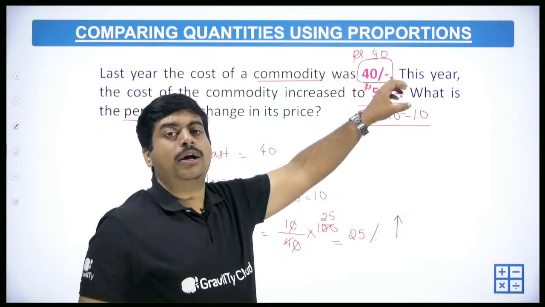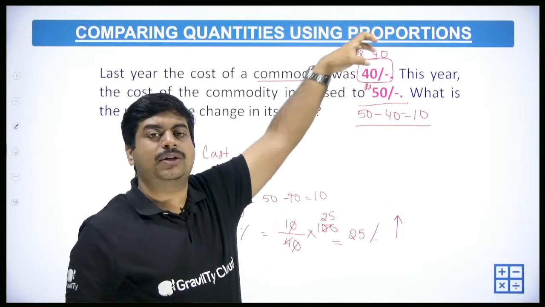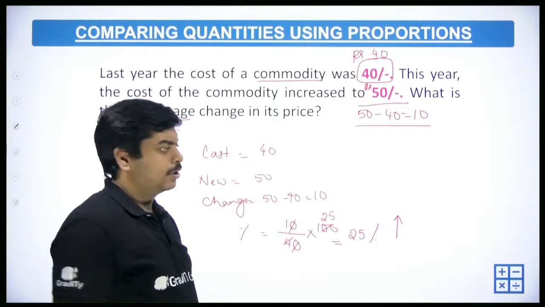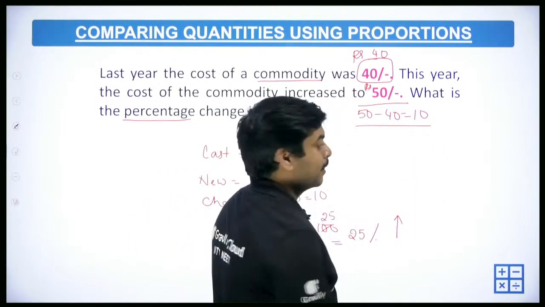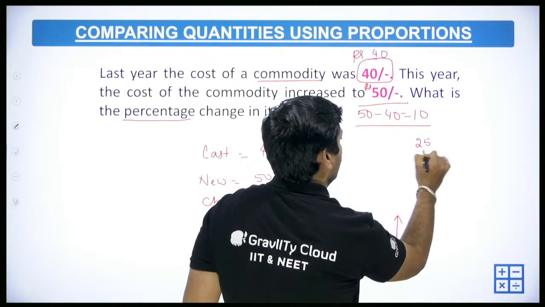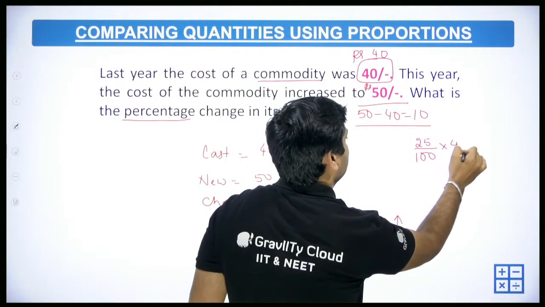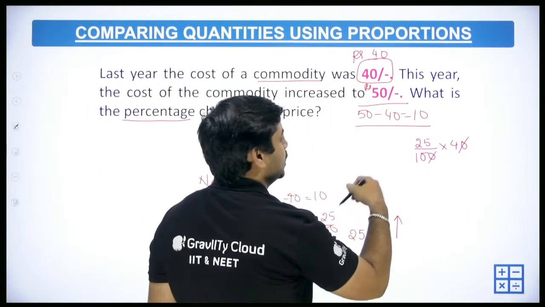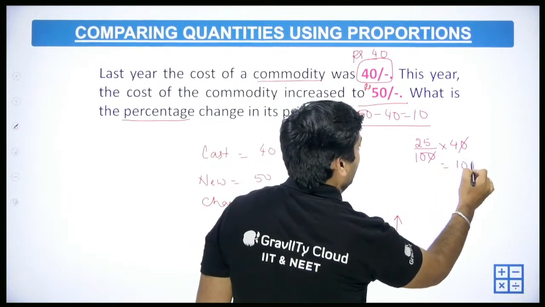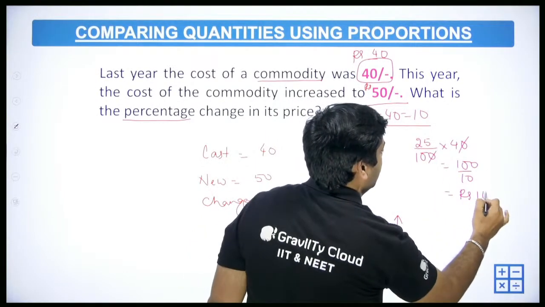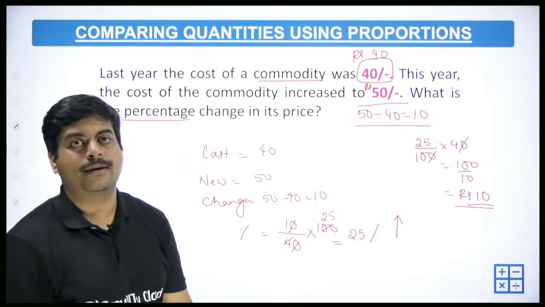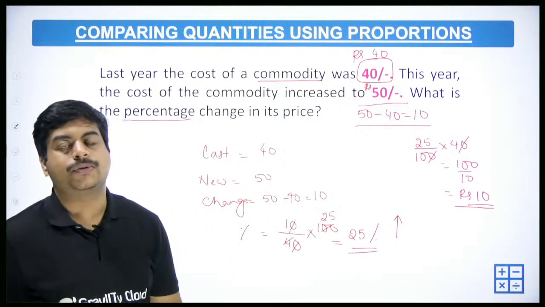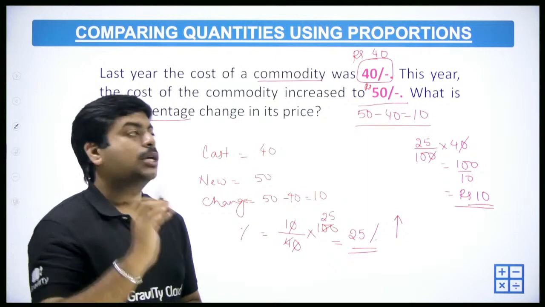From 40 rupees, it got increased by 25% of that 40 rupees, and we are getting 50 rupees. Let us calculate what is that 25%. Okay, so 25%, that is 25 by 100 of 40, let's say. 25% of 40, so 0 and 0 gets cancelled, right? So 25 into 4 is 100, 100 by 10, that is 10 rupees. So 10 rupees, there is a change, that is a 25% change in its price, right? So let's try to move forward.